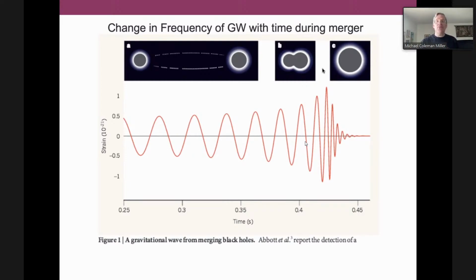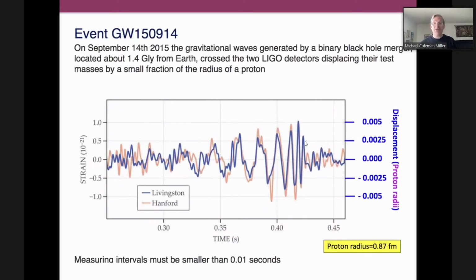Then, when you have the two black holes come together, they make one black hole, and so that reaches its peak, and then it settles down to be a single black hole, which is no longer emitting gravitational waves. This, as I said, is the theory. Now, we can look at the first detection. And the first detection is very much like that.